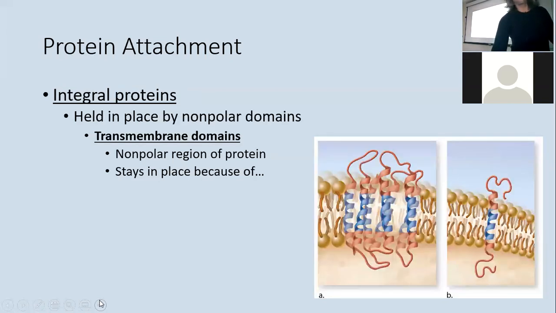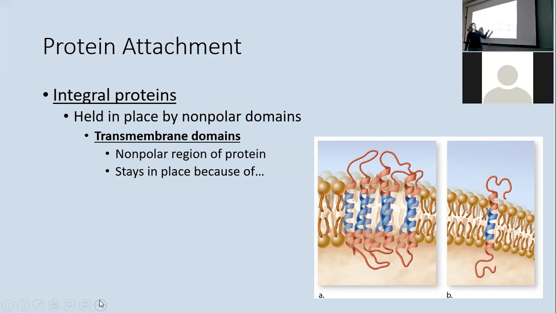We also have integral proteins. So the proteins stuck on the outside are hanging out outside the membrane, but you've also got proteins embedded in, going all the way across membranes, like protein bridges through a membrane. And these are held in place by non-polar domains. Lipid bilayers are polar on the outside and non-polar on the inside. So you can't put polar stuff in here. It's going to get pushed out. Non-polar stuff is going to get pushed in.